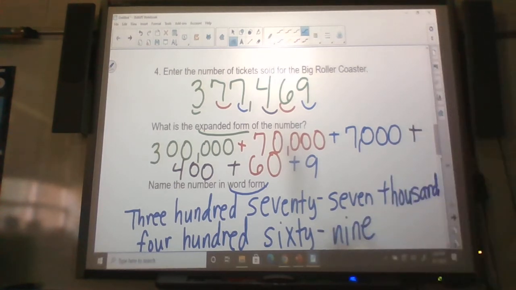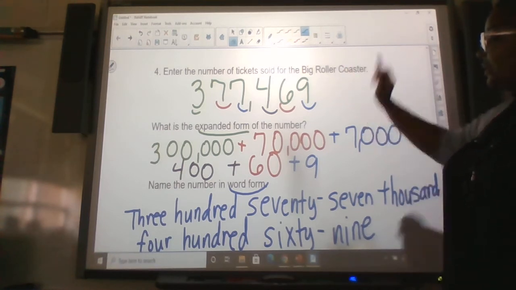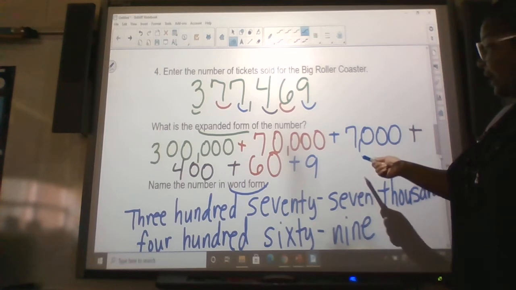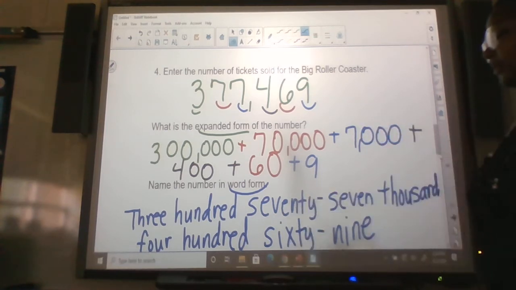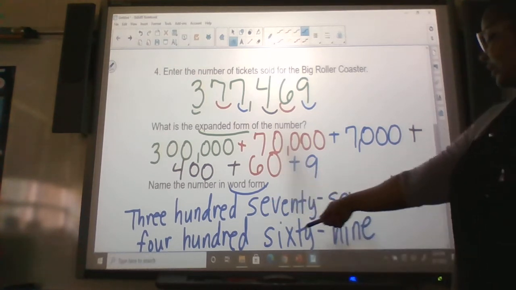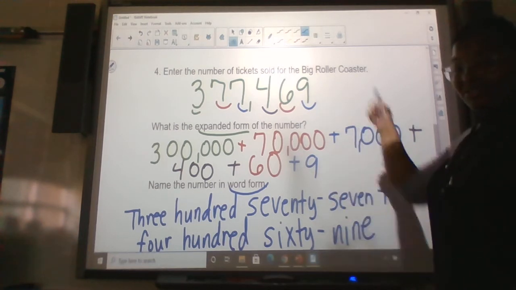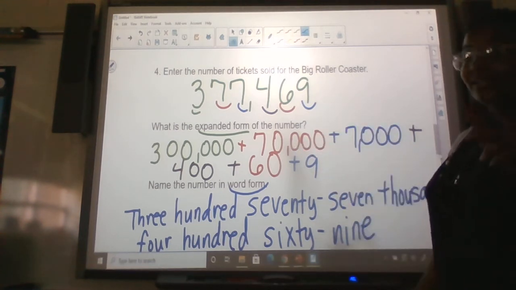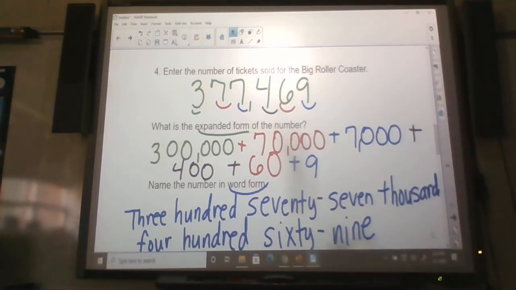And there we have it, boys and girls. Standard form written with numbers, expanded form written with values, separated with a plus sign, and word form. 377,469. Understand this? If not, call me. Moving on.